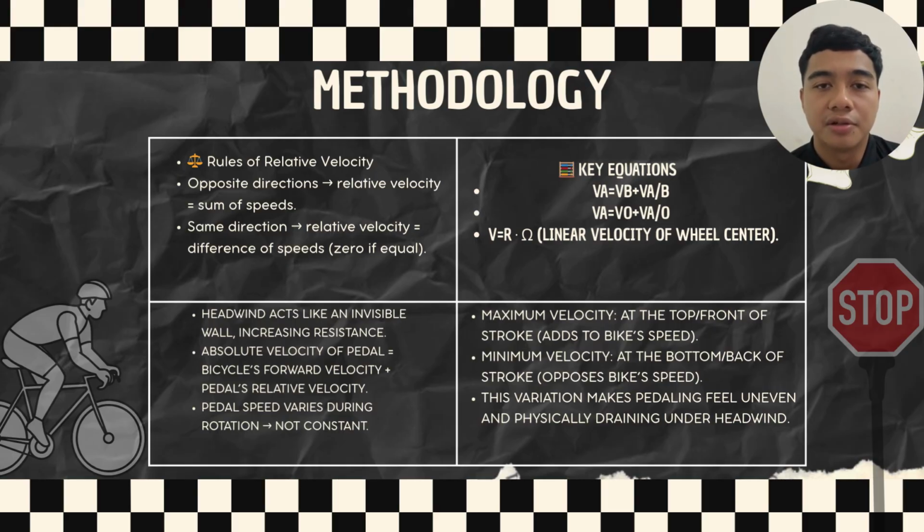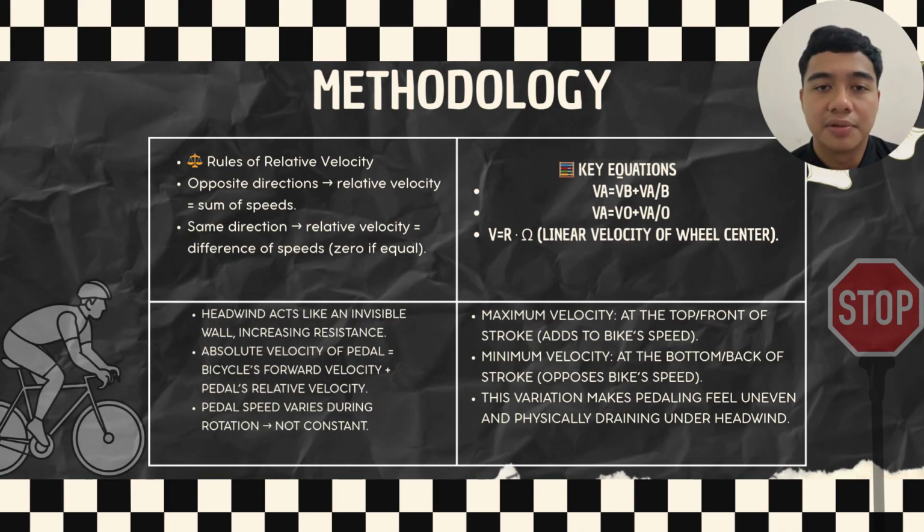The forward velocity of the bicycle is related to the wheel's rotation using V equals R omega, where R is the radius of the bicycle wheel and omega is the angular velocity of the wheel. This shows how rotational motion contributes directly to the bicycle's linear speed.